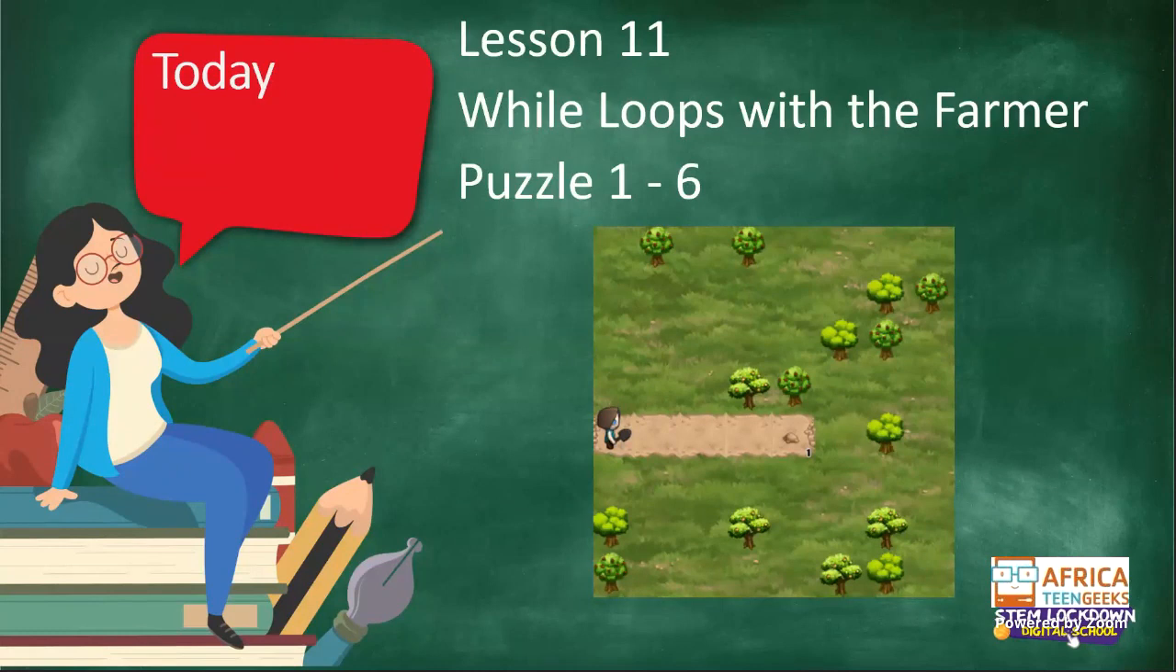So today we are supposed to start with lesson 11, while loops with the farmer. Now these are known as conditional loops. So while a condition is true, then the loop will still happen, okay? And I'll show that to you shortly. But before we can get there, we never finished off completely on yesterday's lesson. So I want to go back to that. Let me just navigate to that screen, and that is here.